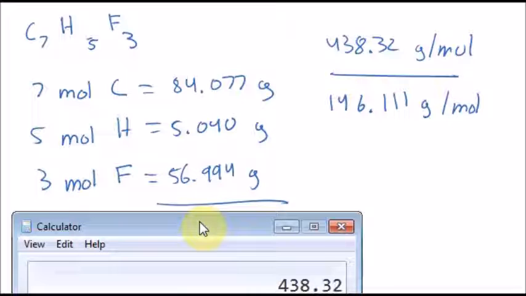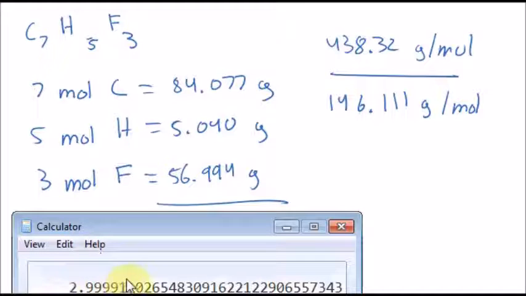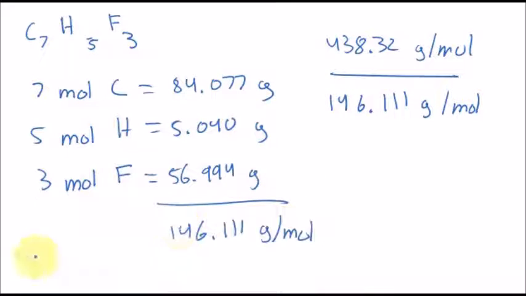438.32 divided by 146.111, and we're getting 2.999, which is very close to 3. If here you get a fraction, then that means you did something wrong, okay? This should be a whole number, or very close to a whole number. So we have 3, and then from here we can take that 3 and multiply it out with our empirical formula here. So let's go ahead and do that.